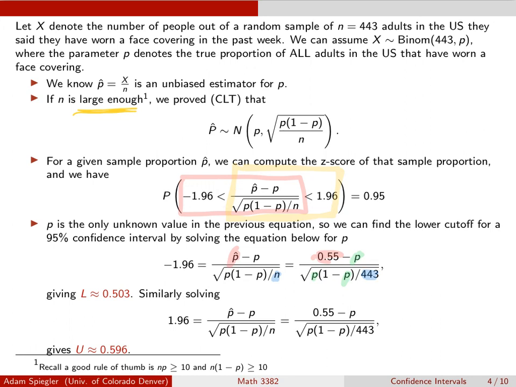So this is, in theory, how the scored confidence intervals work. And on the next slide, I'm going to show you what those solutions look like in general and how we can use R to find these calculations for us.